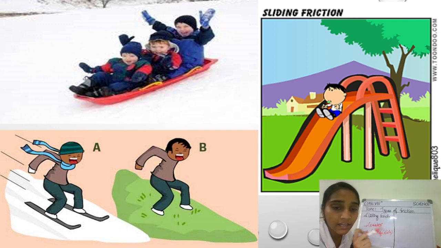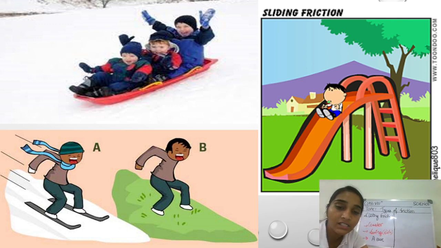So students, in which case, A or B, is sliding friction involved? Yes, sliding friction is involved in the first case. As you can see, what is the person doing? The person is sliding over the ice with the help of ice sticks. So in case A, which relates to sliding friction, what do you think? Will it be easier to move in case A or in case B?